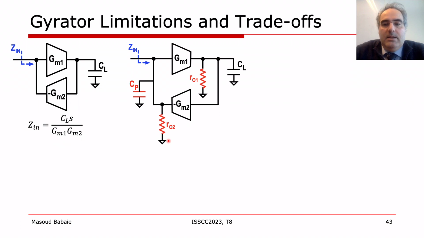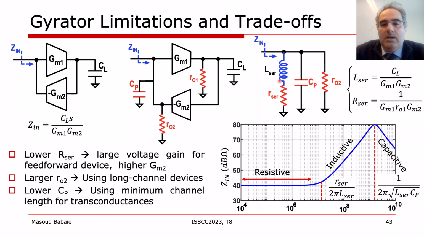In practice, the parasitic input capacitance of the gyrator and the limited output resistance of the transconductances limit the performance of the realized inductor. On the right side, the equivalent lumped element model of this circuit is shown. We have an undesired series resistance whose value is inversely proportional to the intrinsic voltage gain of the feed-forward transconductance and the value of GM2. We also have two undesired parallel components, RO2 and CP.